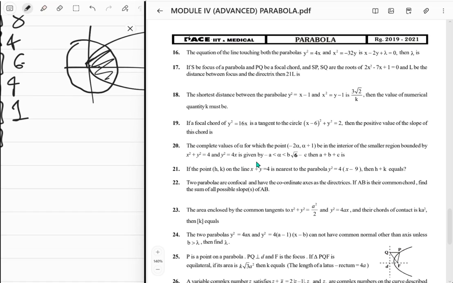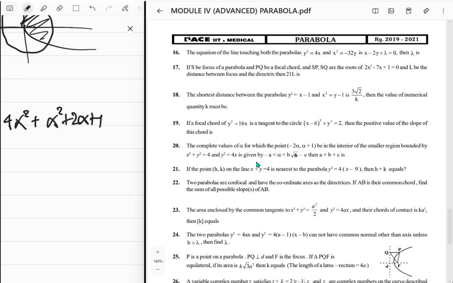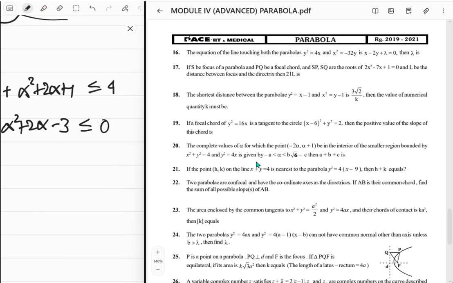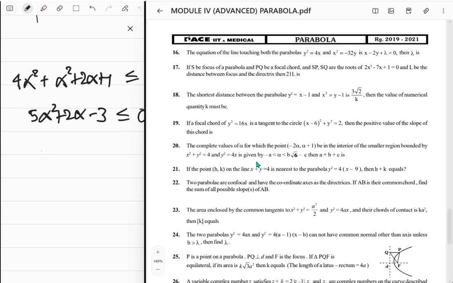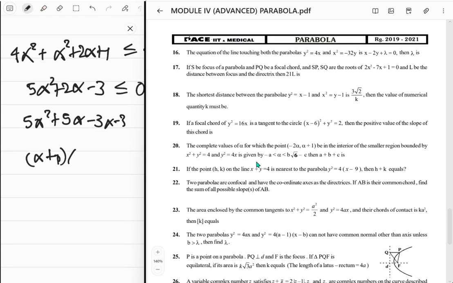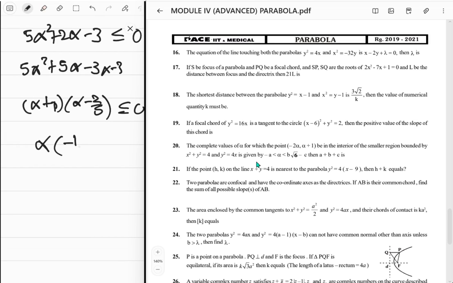Right, so just do this. Being inside the circle means x squared is 4 alpha squared, plus y squared is alpha squared plus 2 alpha plus 1, and this must be less than or equal to 4. So 5 alpha squared plus 2 alpha minus 3 has to be less than or equal to 0. You can split it: 5 alpha squared plus 5 alpha minus 3 alpha minus 3 is less than or equal to 0. Alpha plus 1 times 5 alpha minus 3 is less than or equal to 0. Alpha belongs to negative 1 to 3 upon 5. It should be inclusive, I think, but whatever, it doesn't really matter in the end.